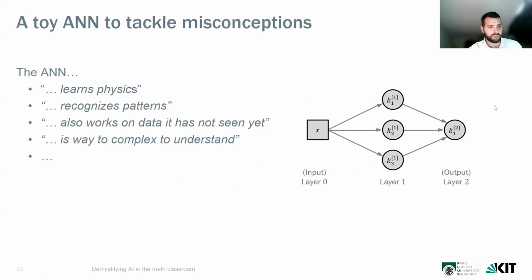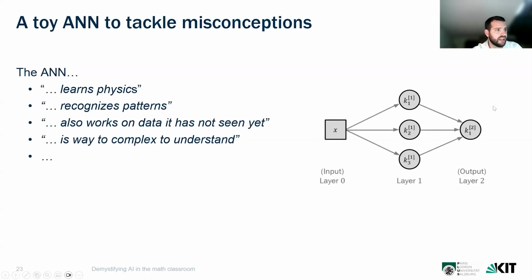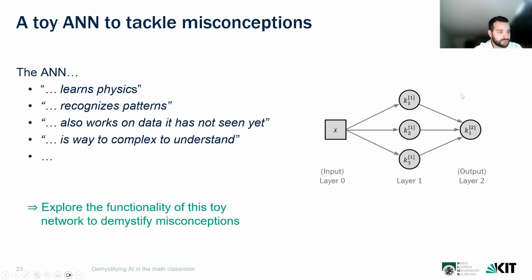And with this, we want to tackle common misconceptions. So what we hear is, okay, the ANN can learn physics. Even the verb learning we think is wrong or misused. It can recognize patterns. It also works on data it has not seen yet and is way too complex to understand. And what we want to do is explore the functionality of this toy network and thus explore the functionality of bigger networks as well and demystify misconceptions.